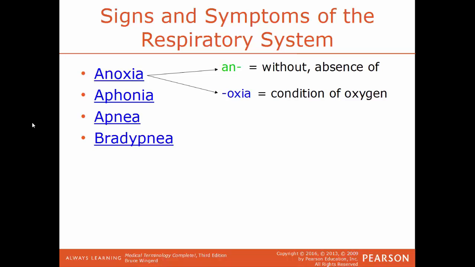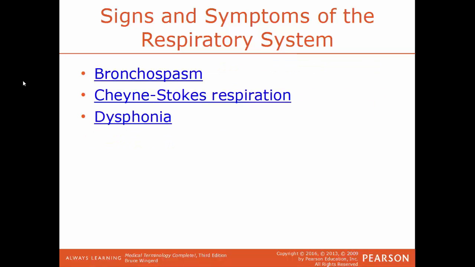See, apnea. This is the temporary stopping of breathing. And the most familiar version of this would be sleep apnea. And our last term here, bradypnea, is abnormally slow breathing. Bronchospasm. This is having the spasms of the bronchial tubes, an involuntary contraction. This will result in the narrowing of the bronchial tubes.